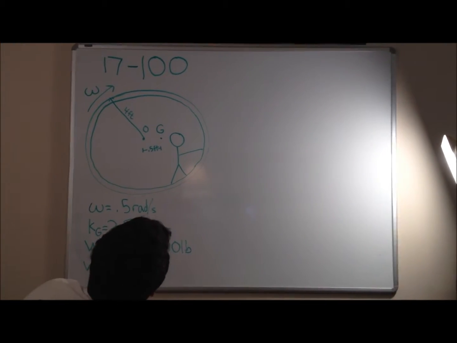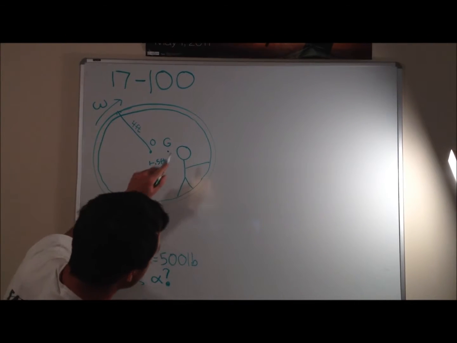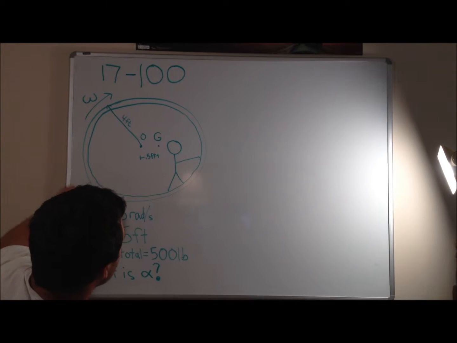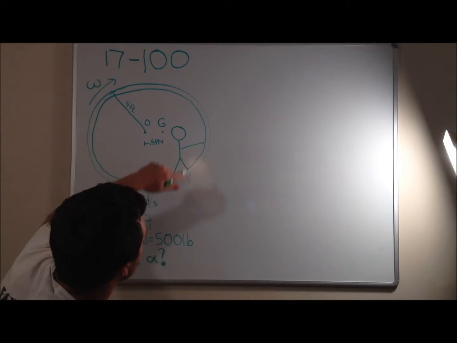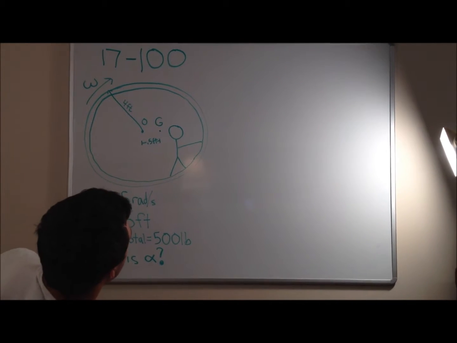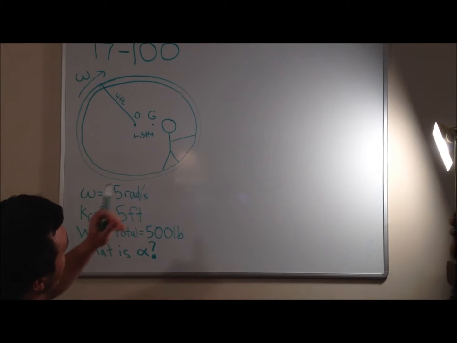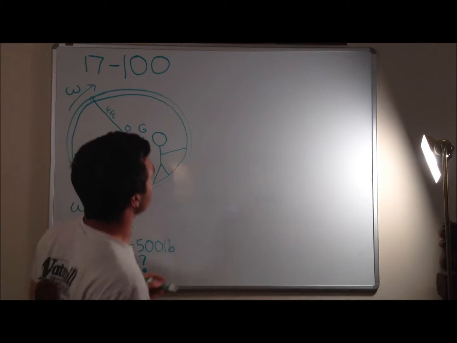We're going to be doing problem 17-100. The basic premise of the problem is a man rotating inside a culvert, and since the man is moving inside the culvert, the center of gravity is not at the center of the culvert. So to account for that, we're going to just draw some free body diagrams and kinetic diagrams to start.